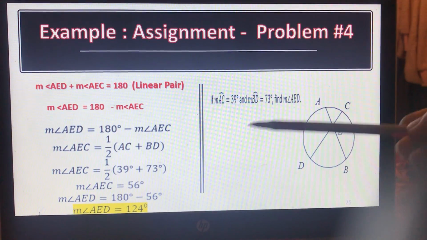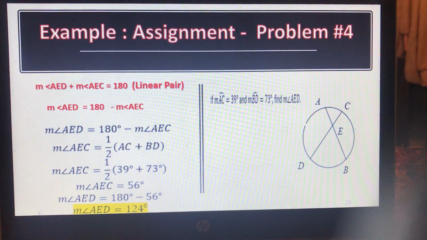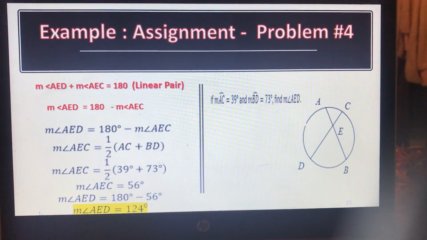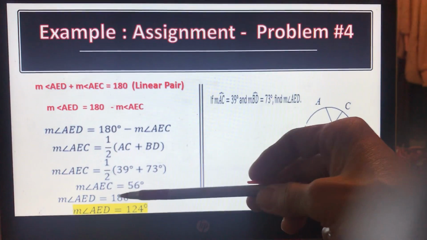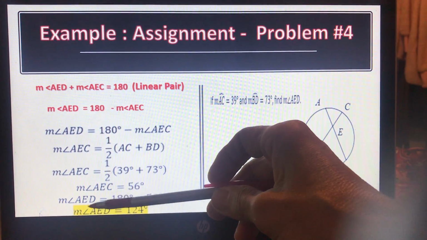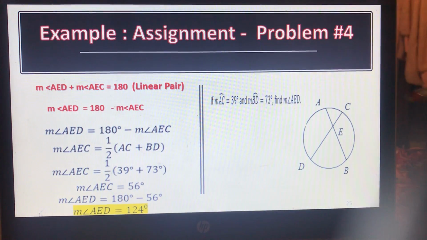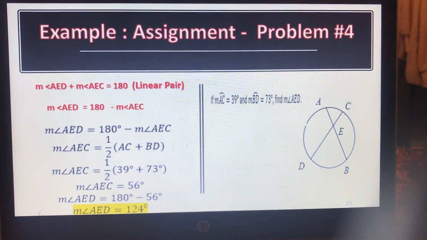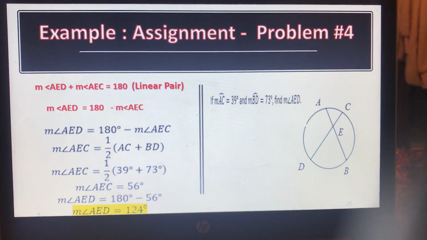So it's going to be 1/2. These two values are given. 1/2 of 39 plus 73, which is going to be equal to 56 degrees. So that means plugging in the value of the measure of angle AEC, the measure of AED is going to be equal to 180 minus 56 degrees, or 124 degrees. Okay? So we'll leave it here.